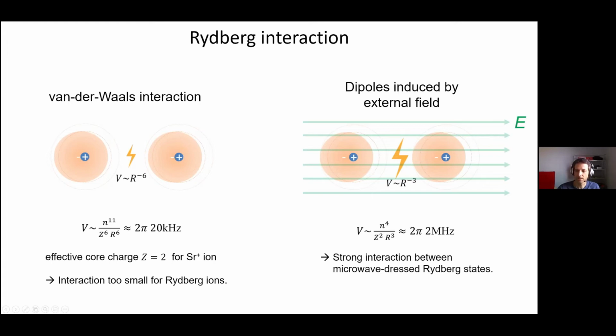And the strength here that we expect is on the order of a few megahertz, depending on the distance. This here, the 2 pi times 2 megahertz, is for a distance of, I think, 4.5 micrometers approximately. So it's a typical distance between two ions.